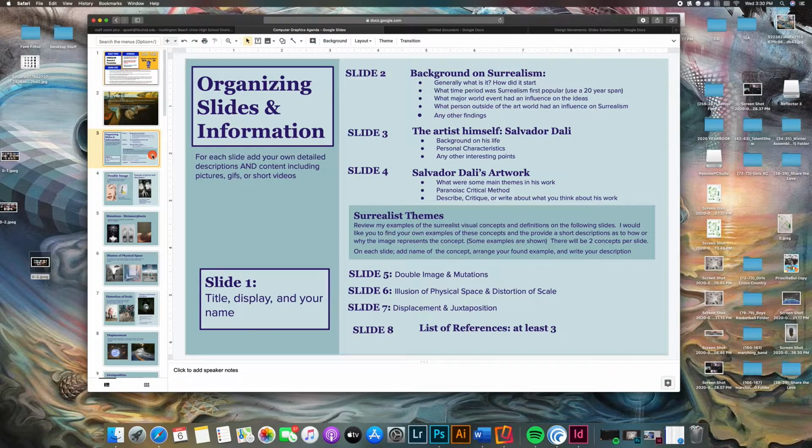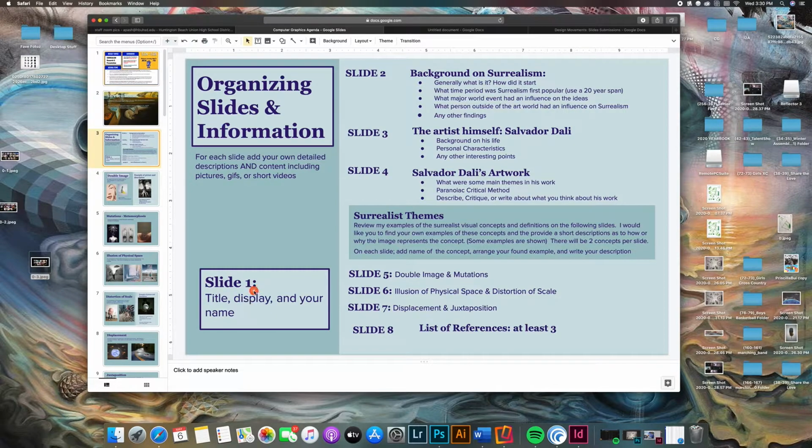Here's the organizing slides and information page. Sorry for the stutters. Lots of information here, so I try to organize it as much as possible. I tried to condense it down as much as I can. So 8 slides, and I have them listed by slide.